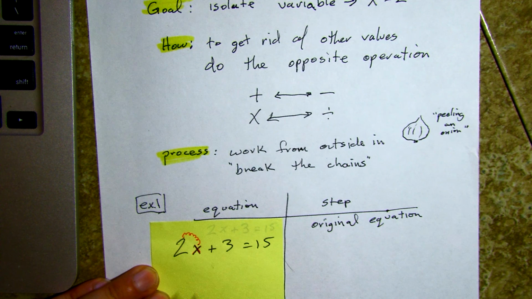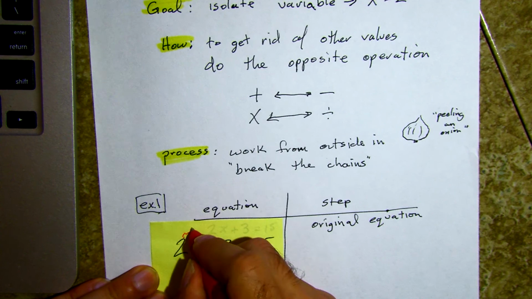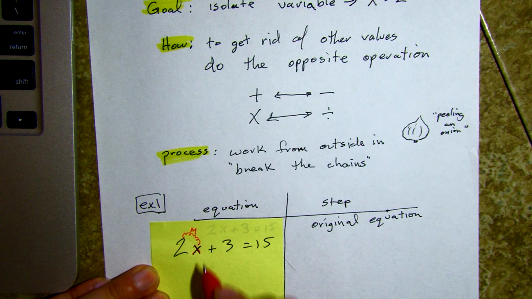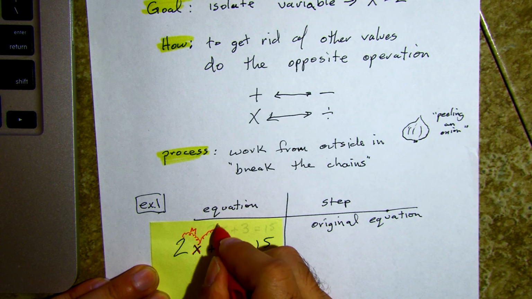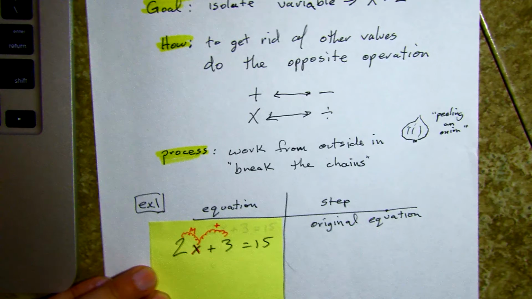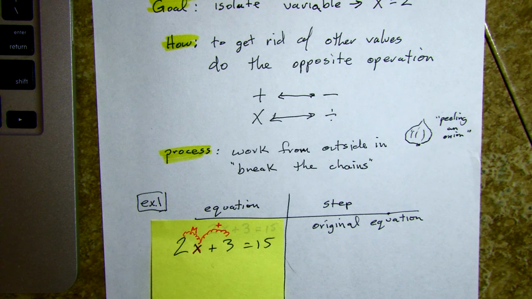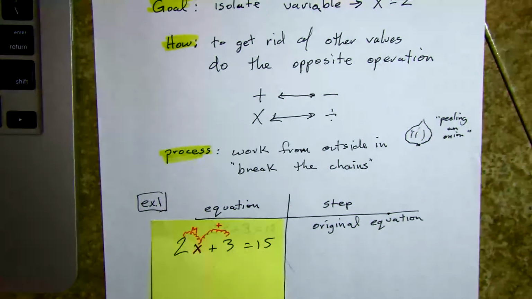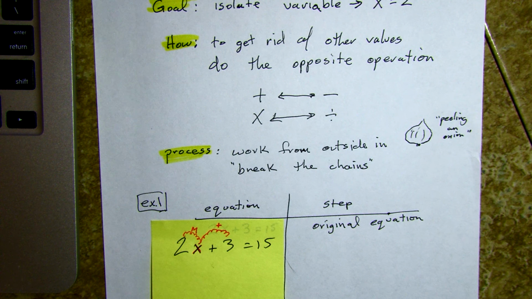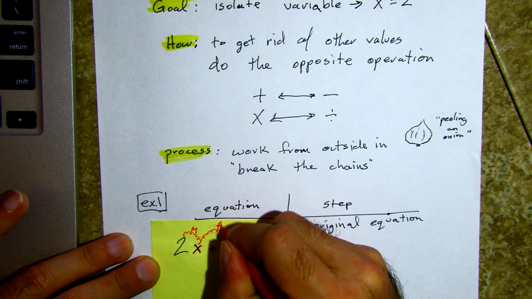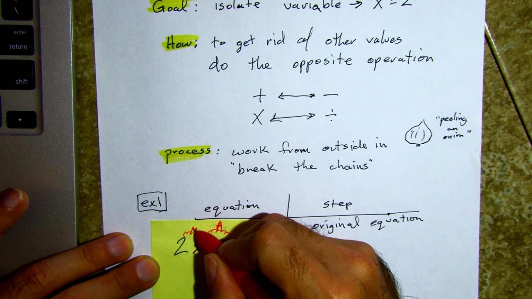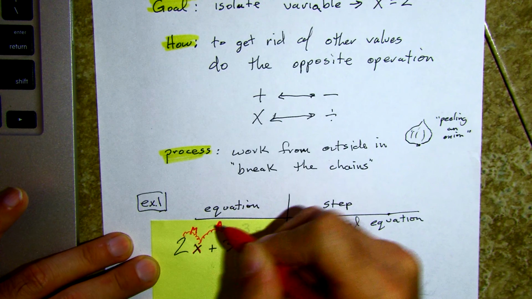I'm connected to 2 by multiplication, right? I'm connected to positive 3 by addition, right? Are those my two chains? If I could break those chains, I isolate x, correct? If I break the chains, I isolate x. So we see our chains. Actually, instead of plus, I'm just going to put an a for addition. You can do whatever you want. It's just when I did multiplication, if I do that as x, sometimes that's confusing. So I use m for multiplication and a for addition.